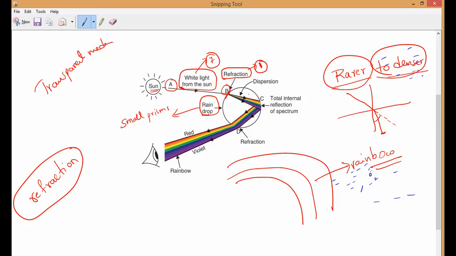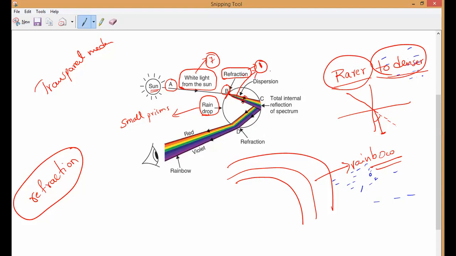We know that when white light enters from one medium to another, do all the colors of light travel with the same speed or different speeds? Different speeds. At point B, where the refraction takes place, the different colors travel at different speeds, and you can see it splitting into how many colors? Seven colors. From B to C, the spectrum undergoes refraction, and dispersion is also taking place here.